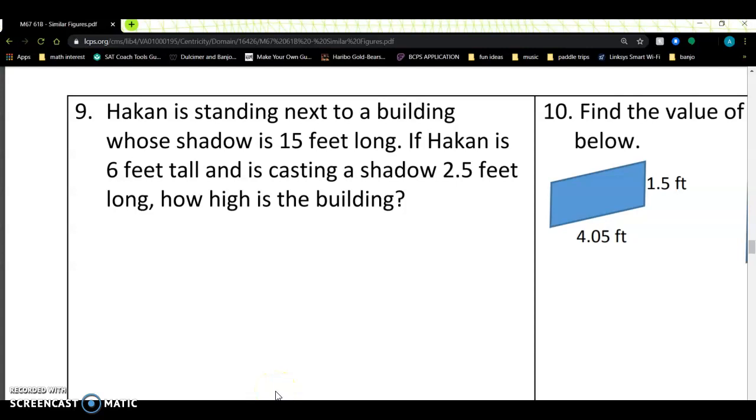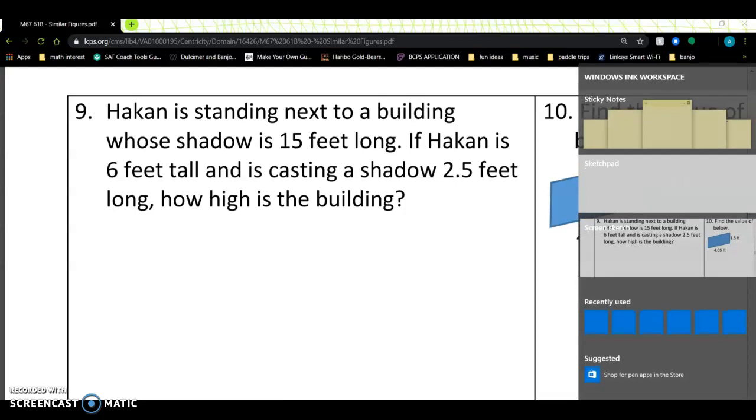Let's read through here. It says, Haken is standing next to a building whose shadow is 15 feet tall. Haken is 6 feet tall and casts a 2.5-foot shadow. How high up is the building?